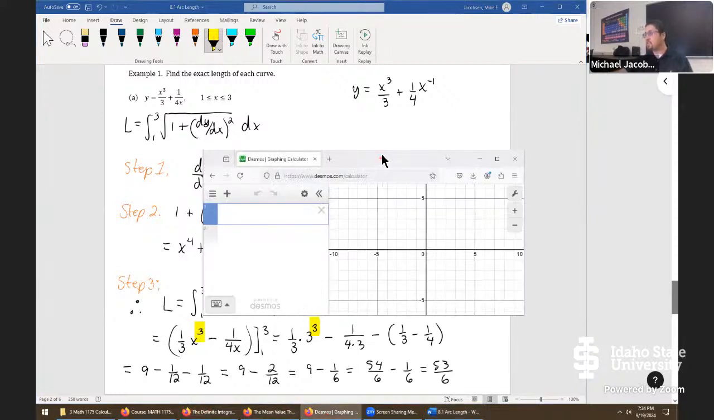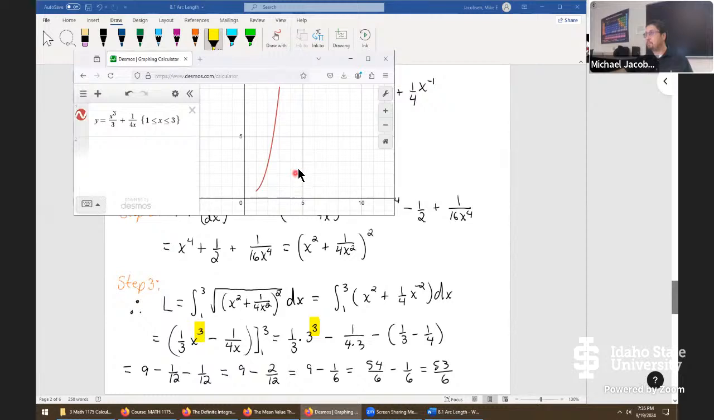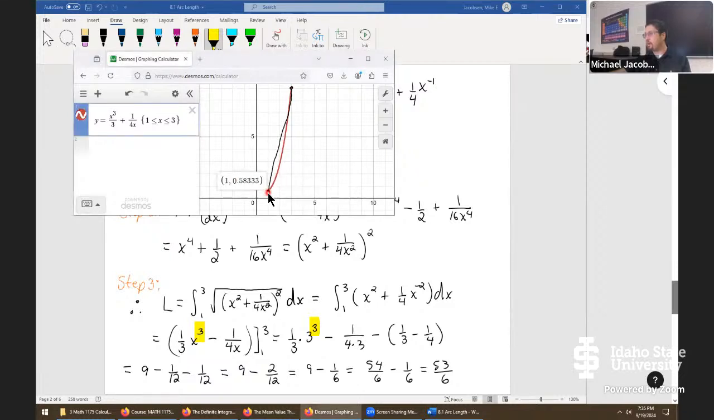What we want is just the good old Desmos calculator. Plug in the function with that domain, y equals x cubed thirds plus 1 over 4x on domain. So you need a curly brace, 1 less than or equals x, less than or equals 3. And we're trying to find the length of that curve. But you know what you can always do is you can just take, say, a point here, and just find that distance with Pythagorean's theorem. That would give you pretty good information. Let's see if we can do that. Right down here, this is at 1 and 0.58.